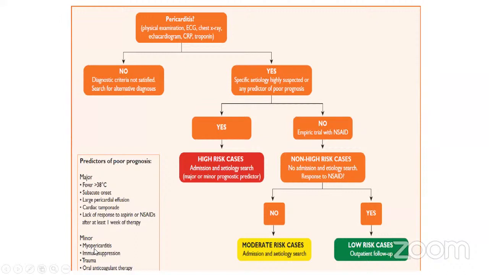Minor criteria include myopericarditis, which is simply pericarditis plus elevated cardiac enzymes, either CKMB or troponin, if the patient has history of immunosuppression or a patient has history of trauma or is using oral anticoagulation therapy.